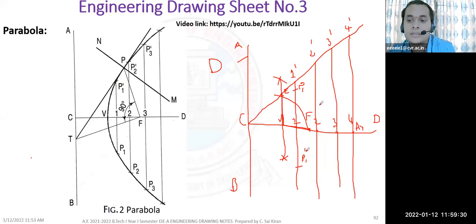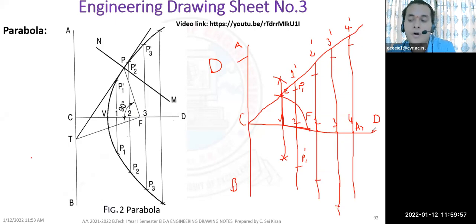P1 and P1 dash. Then I'll measure 2 to 2 dash. What is the radius of 2 to 2 dash? I'll keep my compass pointer at F, and I'll cut this distance above and below. Then I'll measure 3 to 3 dash. F is the center. Then I'm cutting here, so it will be somewhere here. Then I'm measuring 4 to 4 dash. F is the center. Then I'm cutting somewhere here.